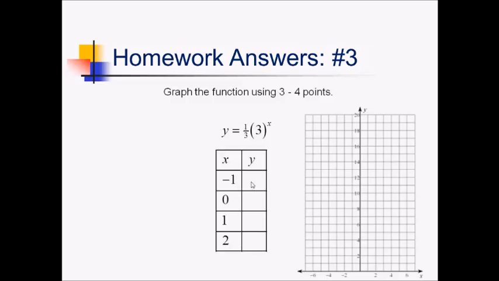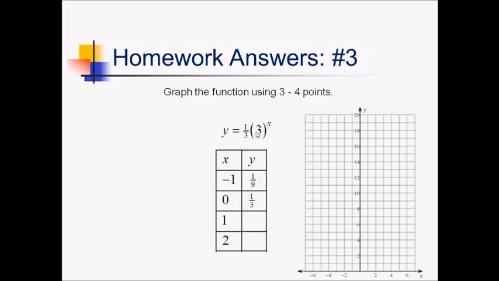So -1, this is 1/3 times 3 to the -1. 3 to the -1 is really just the reciprocal of 3, 1/3. So 1/3 times 1/3 is 1/9. And now we've got next 1/3 times 3 to the 0. 3 to the 0 is 1, so that's just 1/3 times 1, which is 1/3.